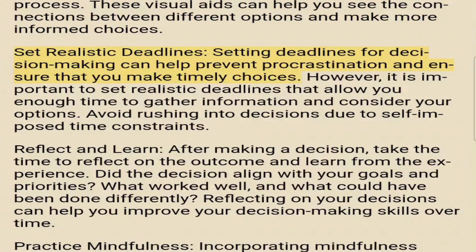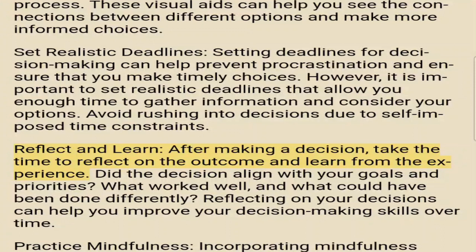Set realistic deadlines. Setting deadlines for decision-making can help prevent procrastination and ensure that you make timely choices. However, it is important to set realistic deadlines that allow you enough time to gather information and consider your options. Avoid rushing into decisions due to self-imposed time constraints.